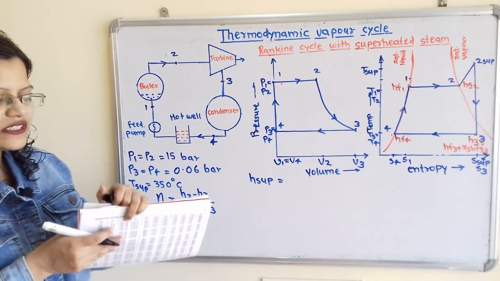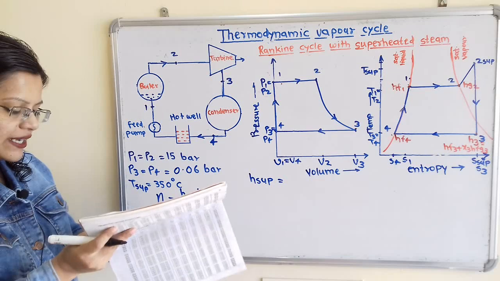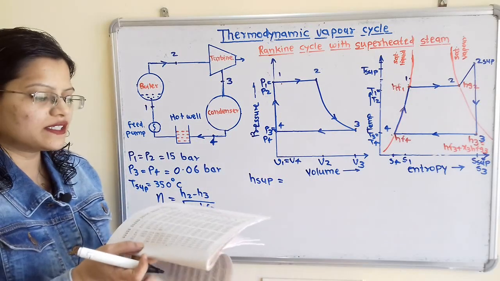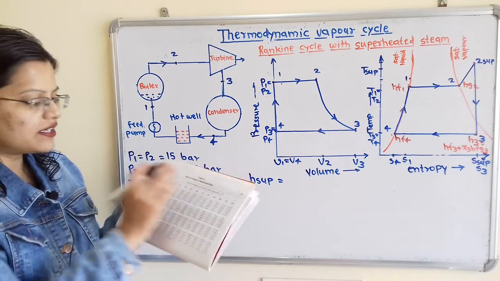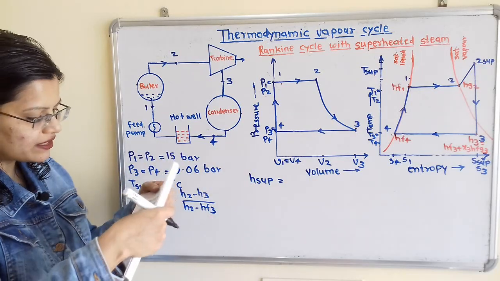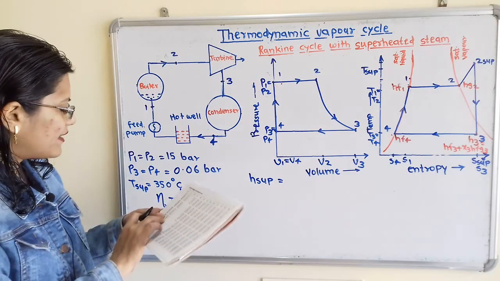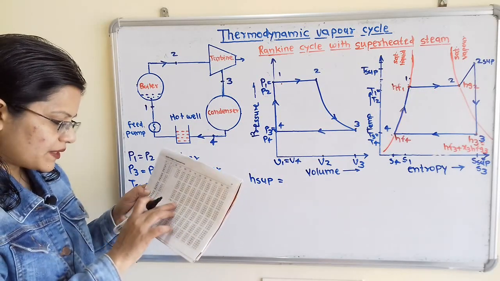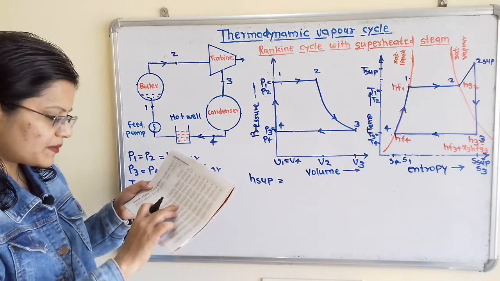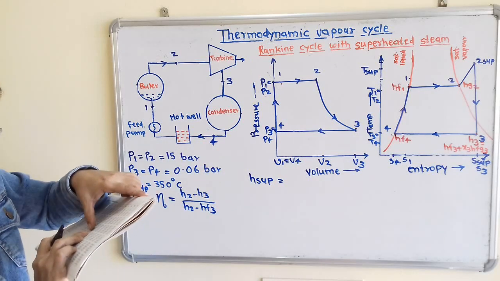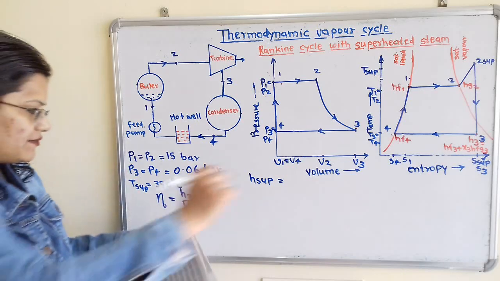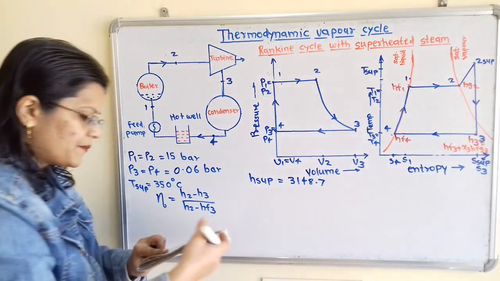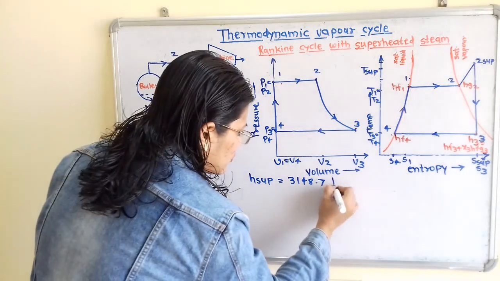In the steam table, here is the table where the specific enthalpy of superheated steam is given. For this table we have to take the 15 bar pressure and the temperature of 350 degrees Celsius. So for 15 bar and 350 degrees Celsius, the value is 3148.7, and the unit is kilojoule per kilogram.